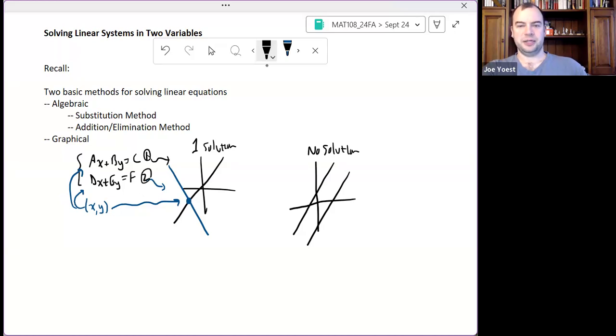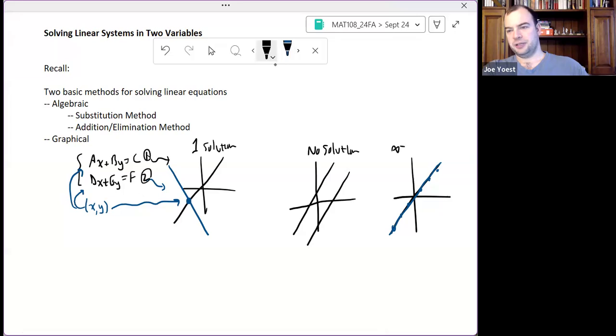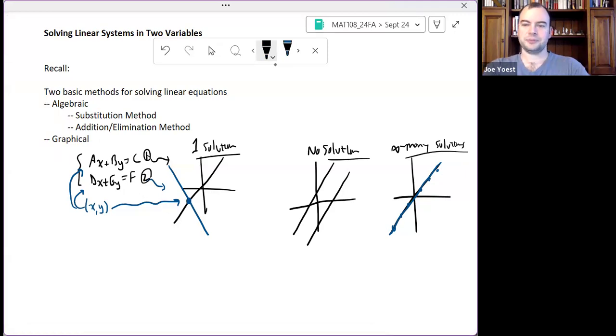Or I suppose it's possible they could just be the same line. So parallel lines that are exactly the same, x plus y equals 1 and 2x plus y equals 2. That's just the same line. So I have line 1 there and line 2 right on top of it. Well, now every point on either of these lines is also on the other line. We have infinitely many solutions. So these are our three possible scenarios.